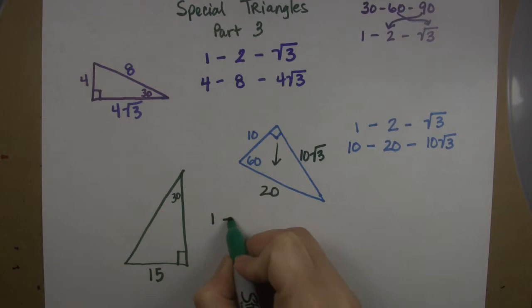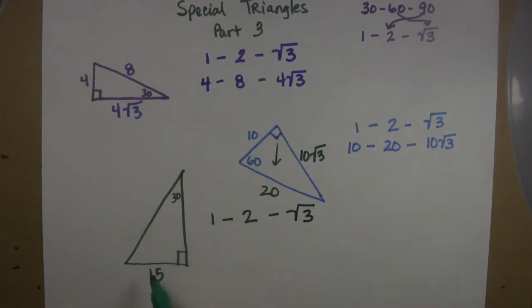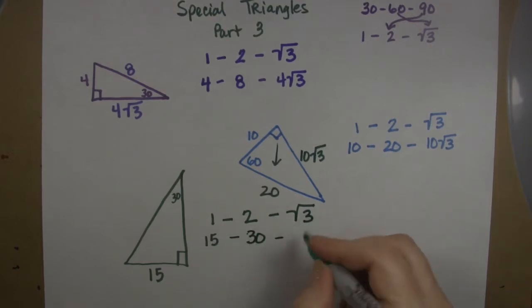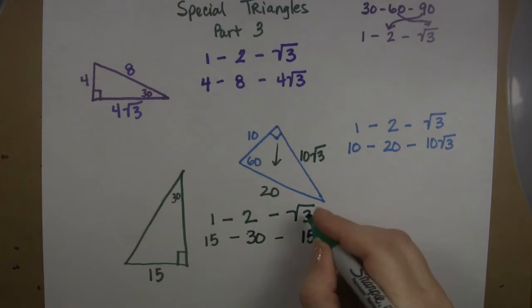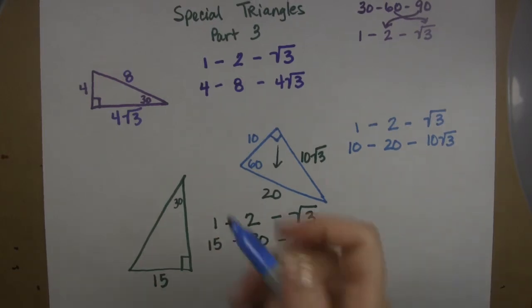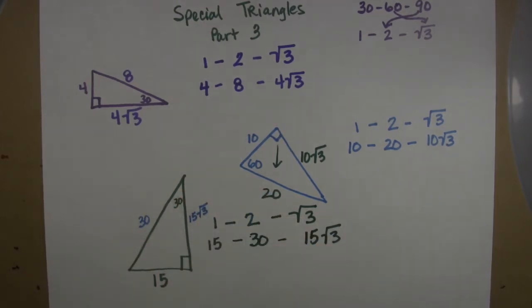All right, so our sides are in the ratio of 1 to 2 to radical 3. The 15 is our short side, so that goes here. The 2 is 30 because it's twice 15. And the root 3 becomes 15 root 3. So if I were to fill this in, this would be 30, and this would be 15 root 3. All right, let's make it a little bit harder.